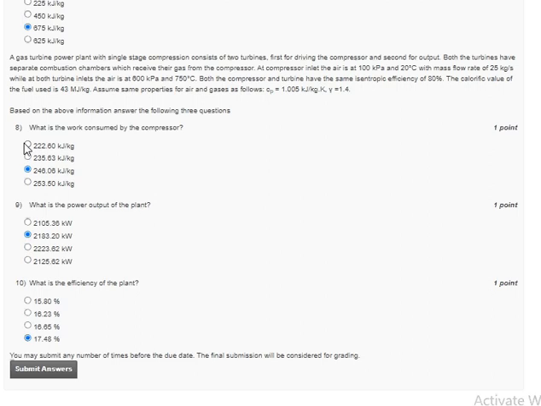So in 8th question, option number 3 is correct. In 9th question, option number 2 is correct. And 10th question, option number 4 is correct. So these are the answers based on my solution.